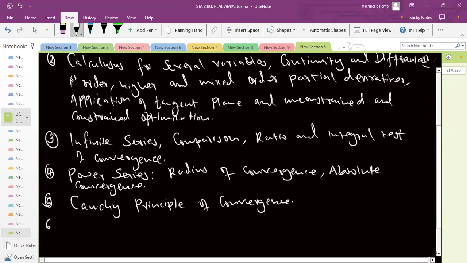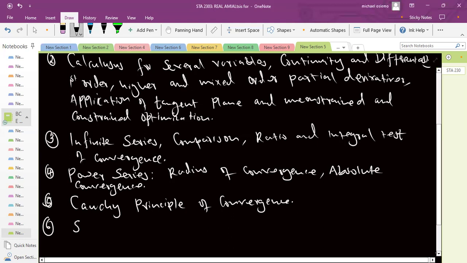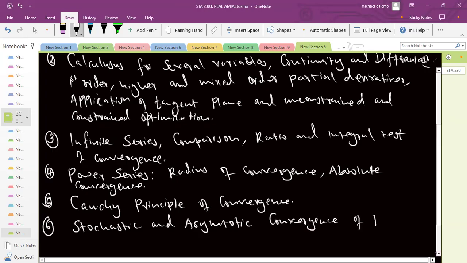Number 6, we're going to have stochastic and asymptotic convergence. Convergence of probability distributions.